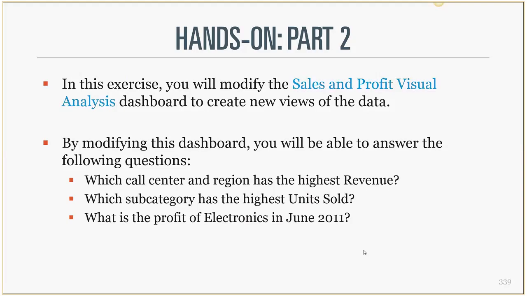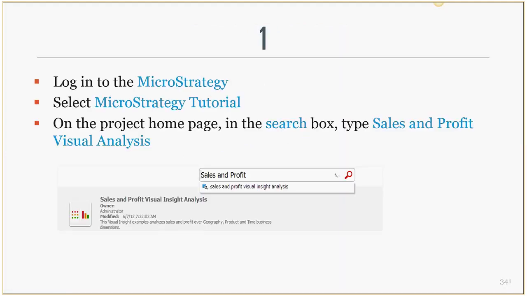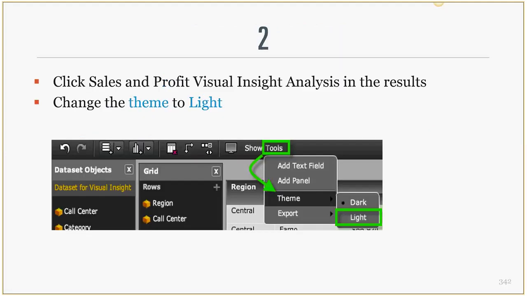So what we are going to do is open an existing dashboard in MicroStrategy, and we are going to modify this dashboard. We are going to answer a few questions over here. So we are going to search for a dashboard. We are then going to change the theme of the dashboard, which is black. We are going to see how to change the theme from dark to light.